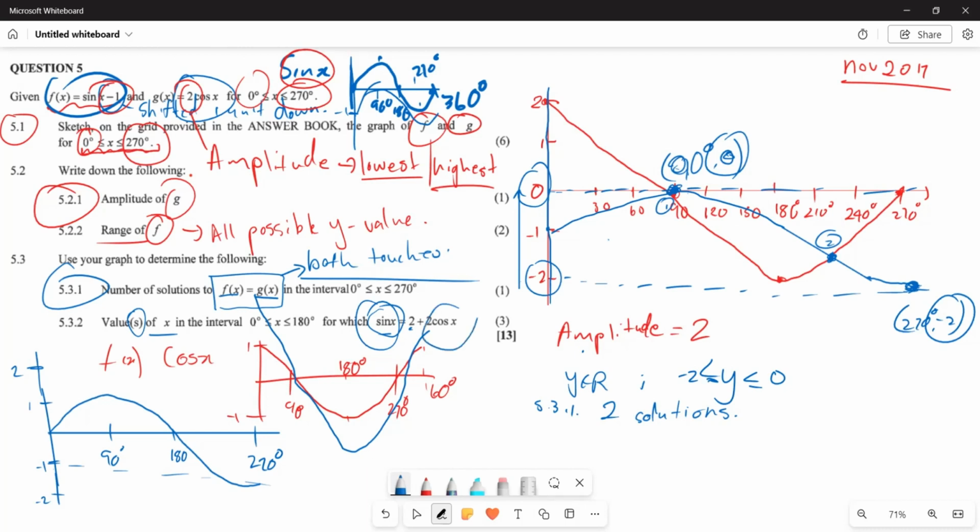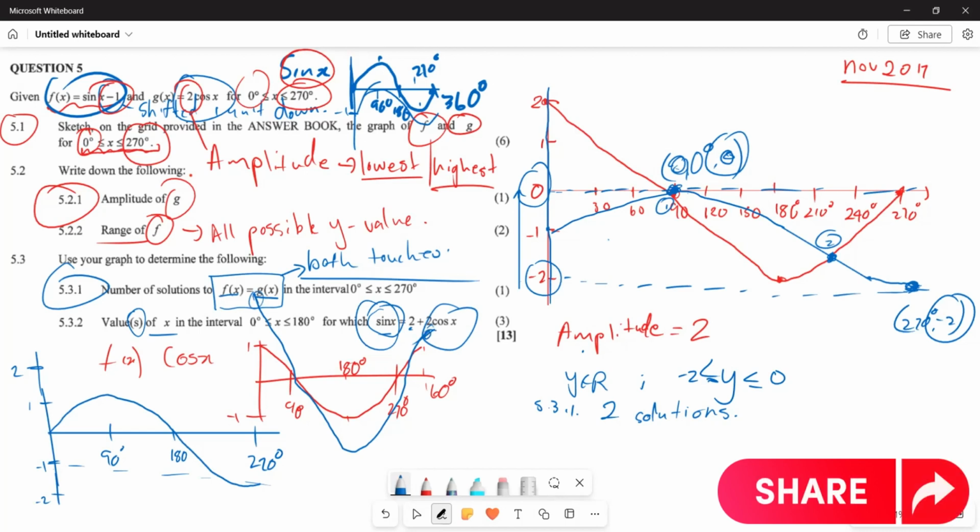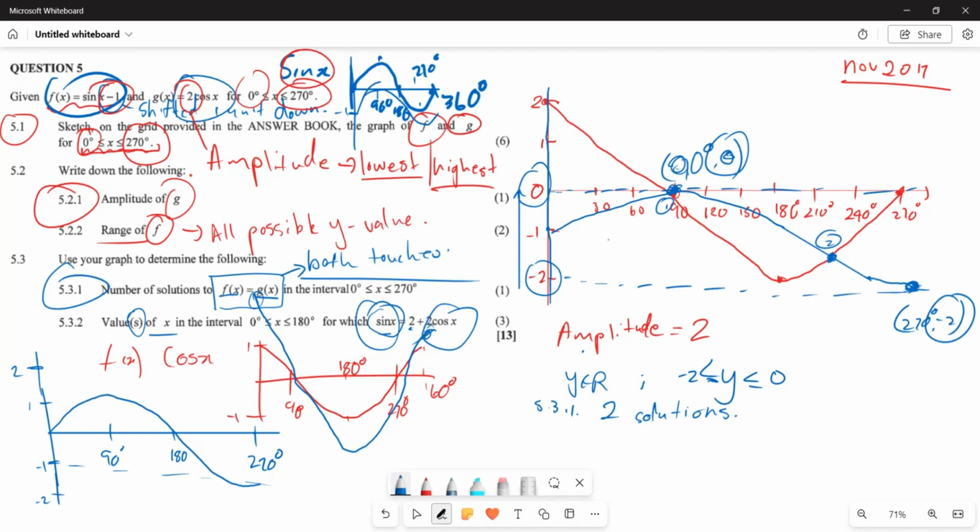Now the graph of 2 cos x. Ordinarily, remember we've done it here. This was the graph where it started here and it ended here. So basically it was just going to be a graph that will start here, go and touch here, move, have an intercept here, and end here. So basically that was going to be the graph of 2x.